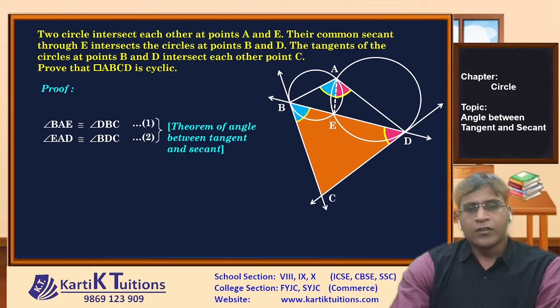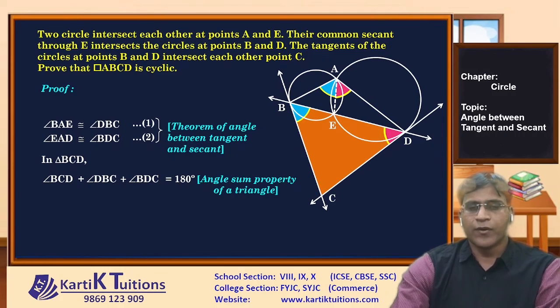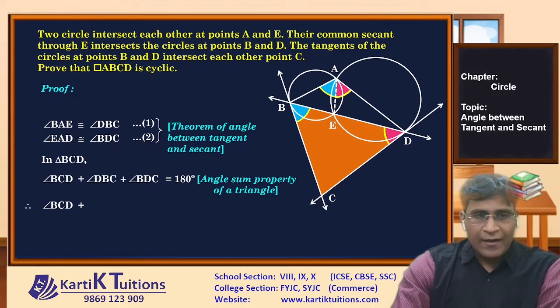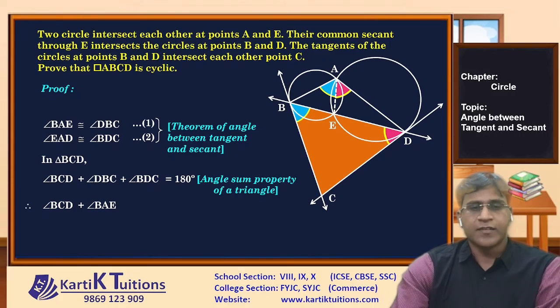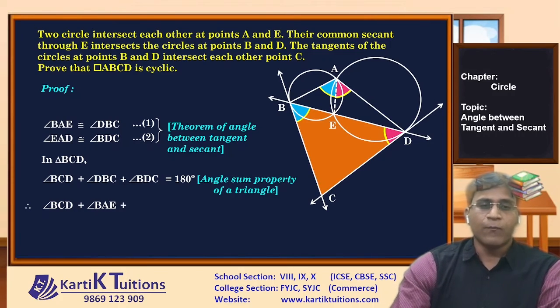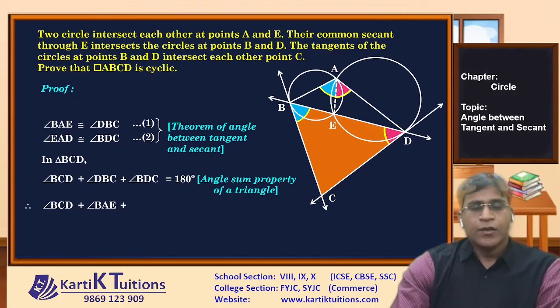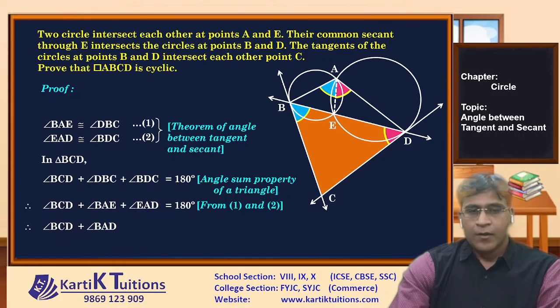Now let's add all the three angles of the triangle. So in triangle BCD, angle BCD plus angle CBD plus angle CDB equals 180 degrees. That is angle sum property of a triangle. Now BCD will remain as it is, but instead of DBC, I can write angle BAE. Sir, how? Statement 1. Same way, instead of BDC, I can write angle EAD. How? Statement 2. Now observe the figure. When I add angle BAE and angle EAD, it becomes angle BAD. Why? Angle addition property, and the total will end up to 180 degrees.